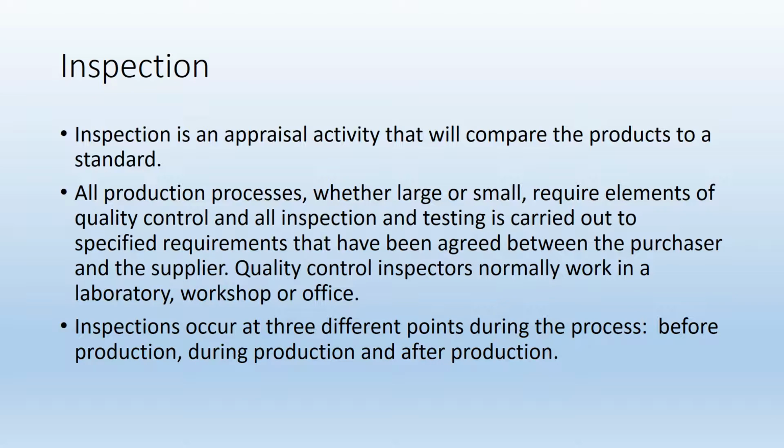Inspection. Inspection is an appraisal activity that will compare the products to a standard. All production processes, whether large or small, require elements of quality control, and all inspection and testing is carried out to specified requirements that have been agreed upon between the purchaser and the supplier. Quality control inspectors normally work in a laboratory, work office, or workshop. Inspections occur at 3 different points during the process: before production, during production, and after production.